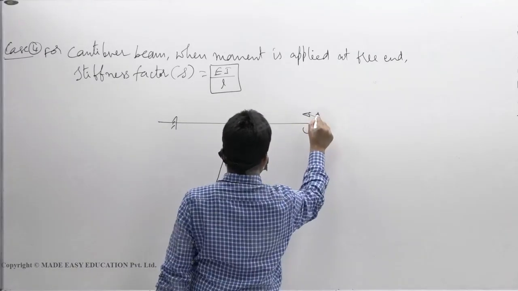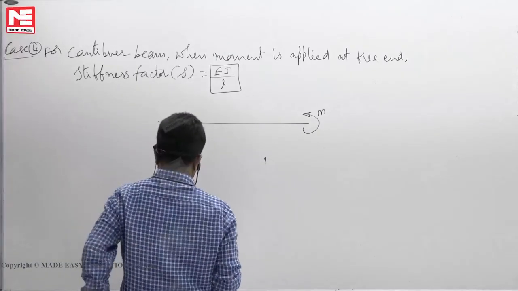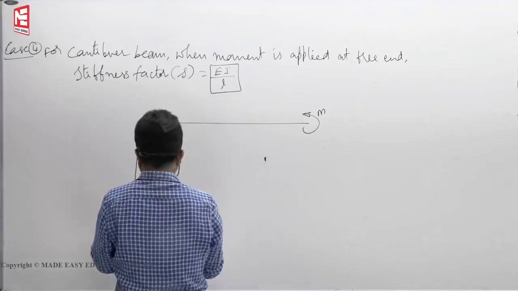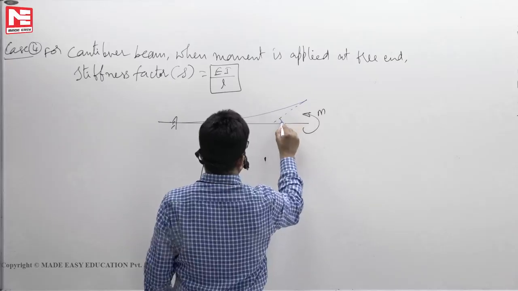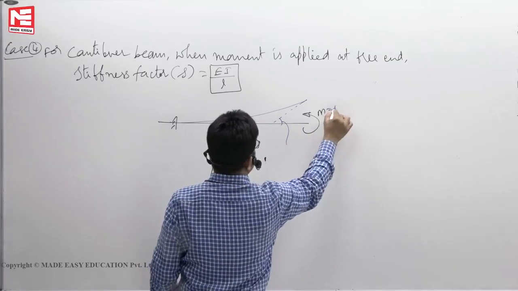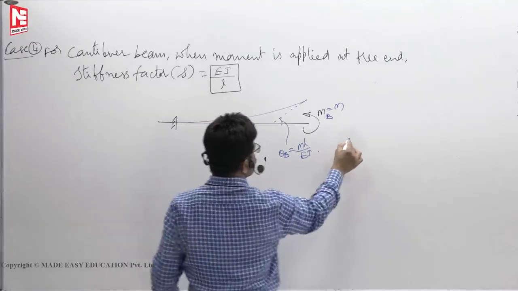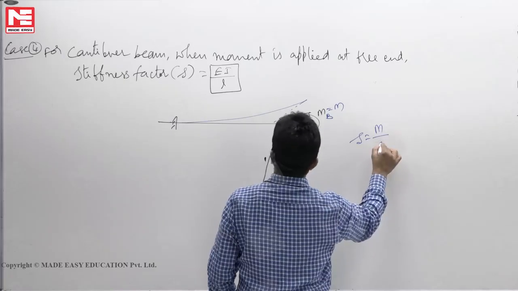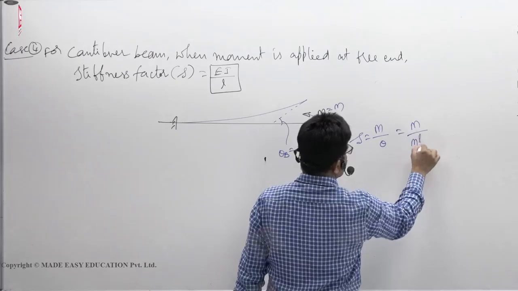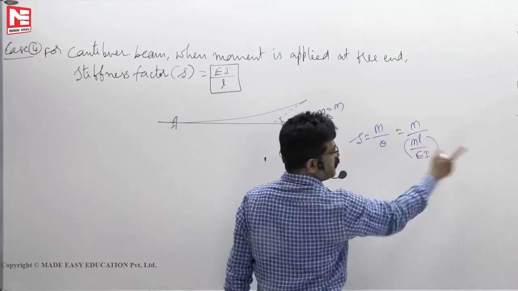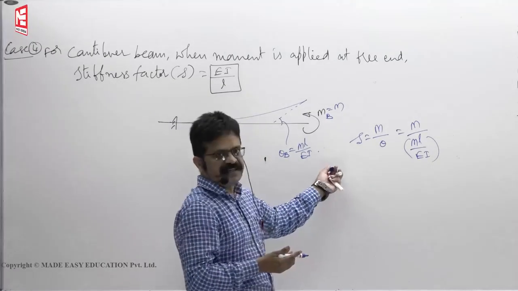When you apply a moment M, the deflection profile is like this. This is the MB, let us say. Then this is theta B. We know the formula ML by EI. Stiffness factor means moment required to produce unit rotation, M by theta. So M by theta is ML by EI. Why M by theta? I told you. One biscuit is 2 rupees, 3 biscuits how much? From that only you can get.